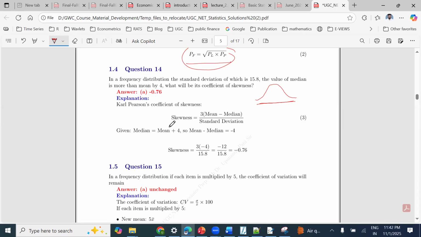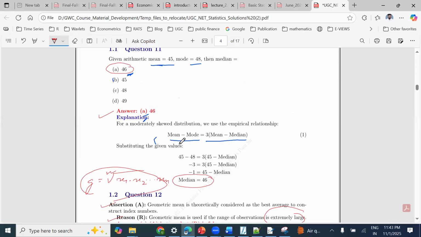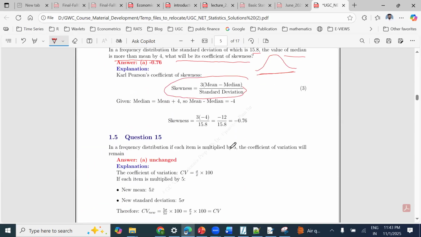Okay. So now question number 14. In a frequency distribution, the standard deviation is 15.8, and the value of the median is more than the mean by 4. What will be the coefficient of skewness? I think you have to remember the other formula which we discussed. Mean minus mode equals 3 times mean minus median. This is very important, and this one is also very important: skewness equals 3 times mean minus median, divided by standard deviation.